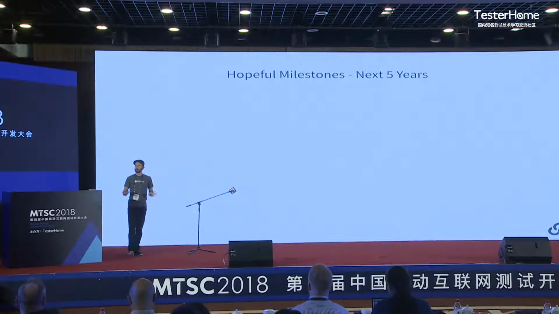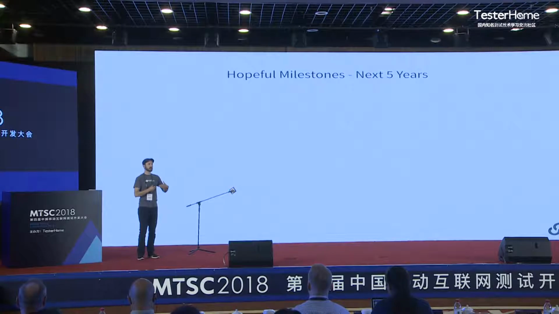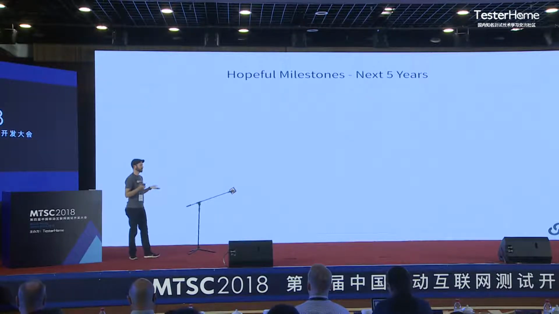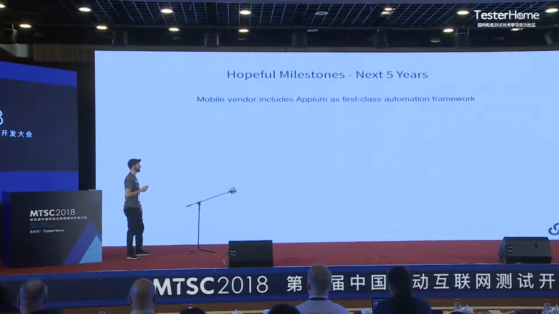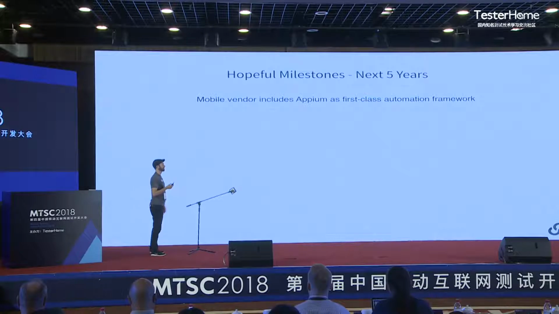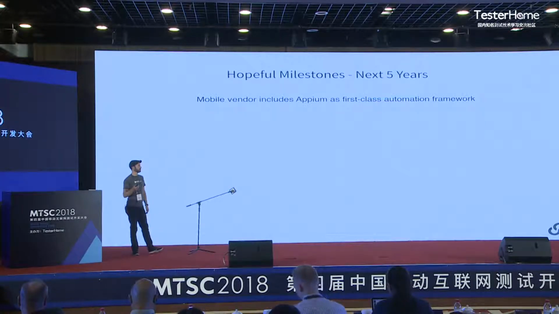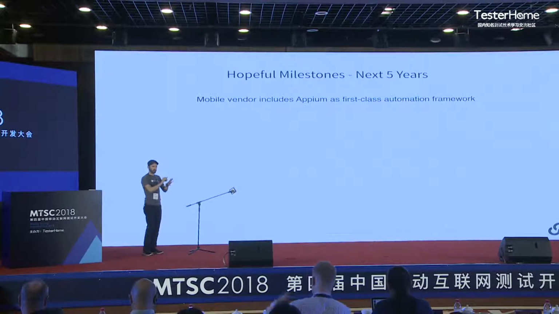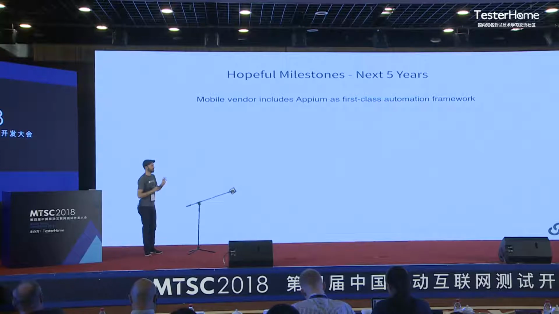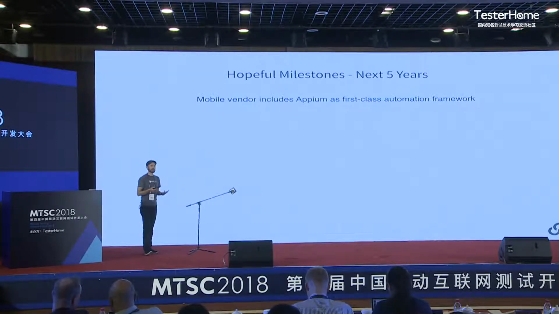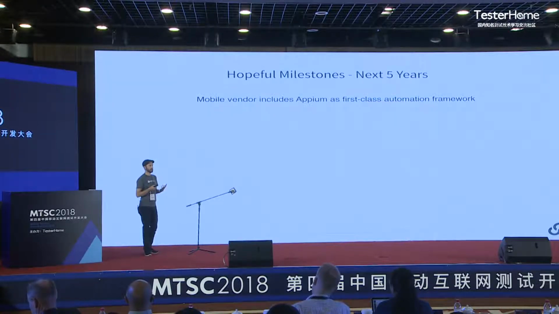So that's our vision. And now I want to share what I hope to see concretely in the next 5 years. Will this actually happen? I don't know. But this is my wish list. I'd love to see a mobile vendor like Apple or Google include Appium, or some WebDriver-based automation technology, as a first-class framework. I'd love to see Apple or Google realize that continually creating new APIs for automation doesn't make sense. We should standardize, and in my opinion, the official standard of WebDriver protocol is a great place to start.